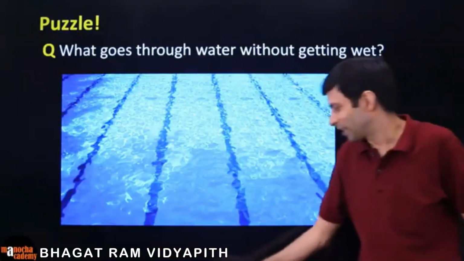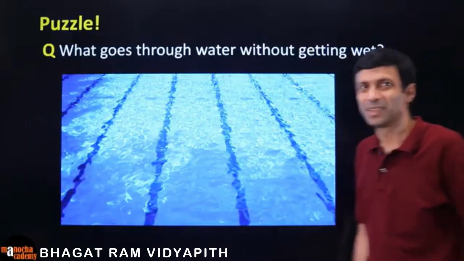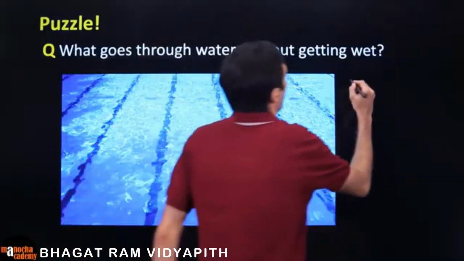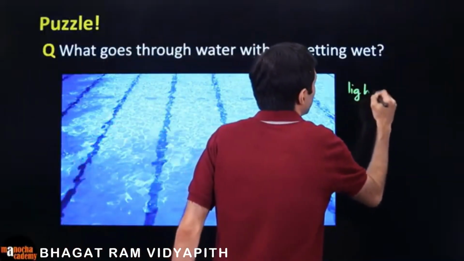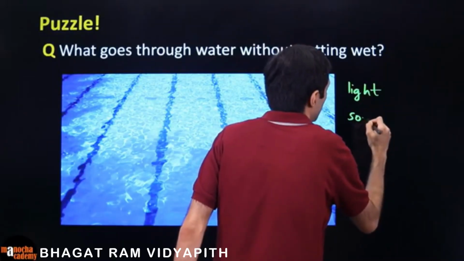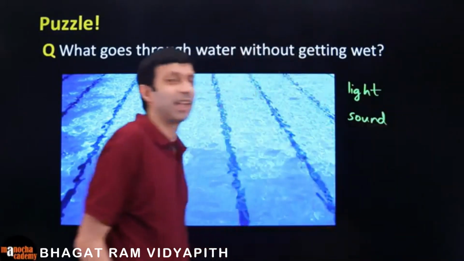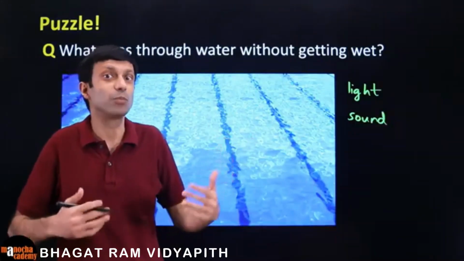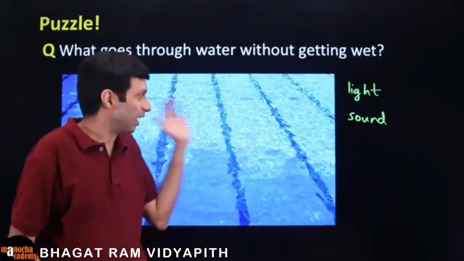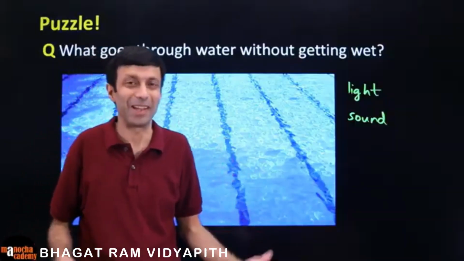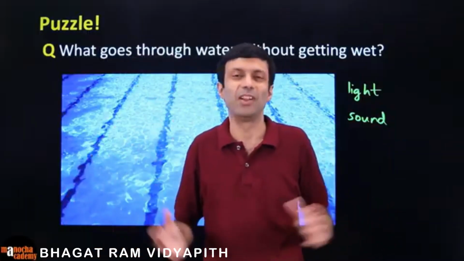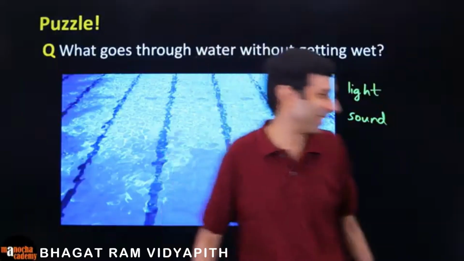So we can see the correct answer here is going to be light, even sound. Absolutely right. What can go through water? Light, sound, without getting wet. Why? Because these are not matter, these are forms of energy. So they can pass through water but they don't get wet. And of course we are going to be dealing with a lot of light today with the reflection of light topic.